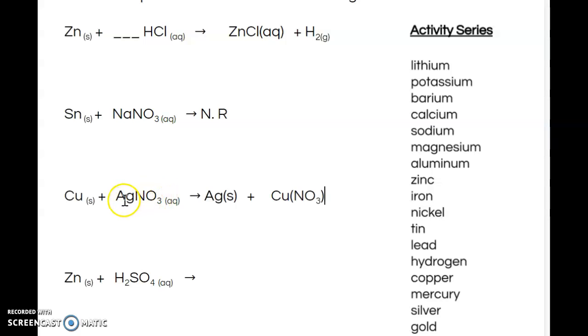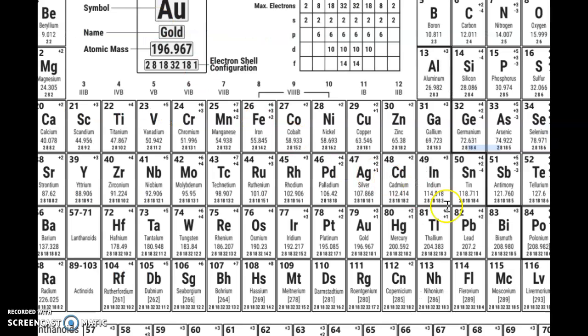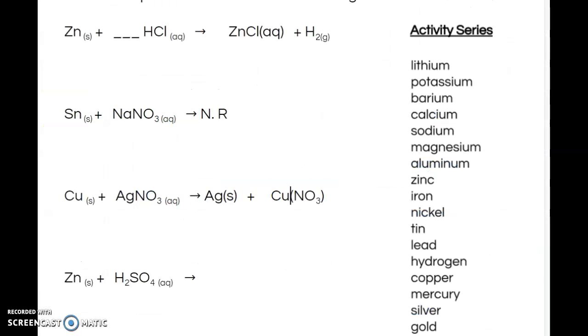So that means gold has a charge of +1 because there is no subscript after gold. Therefore, I'm going to look to my periodic table, which is right here, to find out what the charge for gold is. Gold has a charge of +1, so I'm going to keep it as that because I'm not really told what else it is. So I can say copper 1 nitrate.